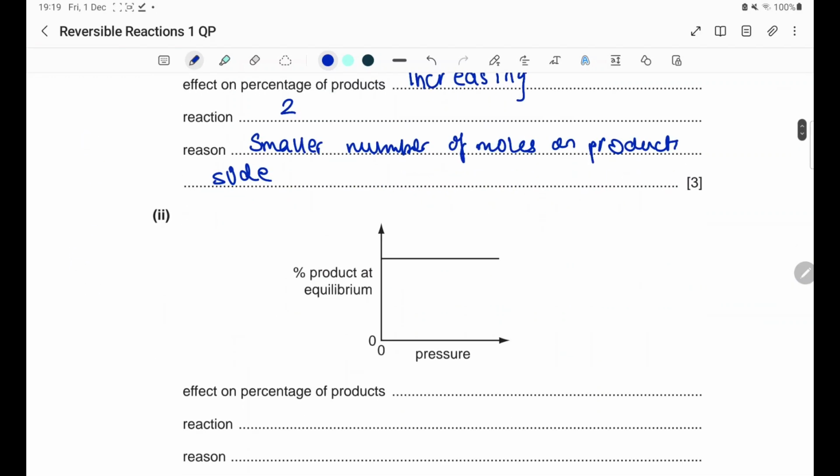Now over here, your percentage of product is the same. It remains constant even though your pressure is increasing. That means that the increase in pressure is not having any effect. It's not altering the position of the equilibrium.